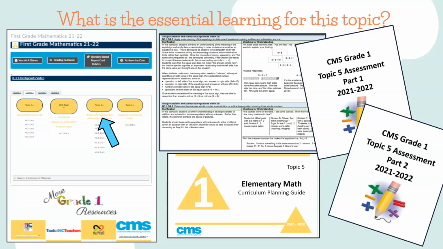Let's get organized. We want to have Math Rocks open and click on the Quarter 2 tab and Topic 5 button. In separate windows on your device, you will want to have the curriculum guide, unpacking document, and the assessments open. Pause the video while you get set.